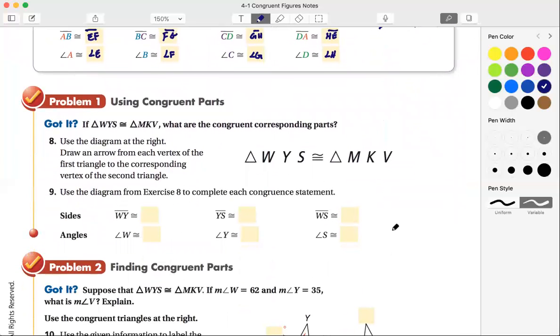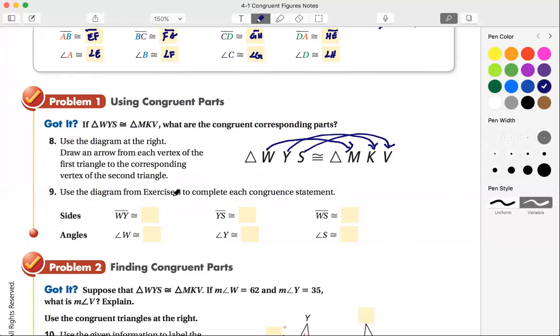So, problem 1. If triangle WYS is congruent to triangle MKV, what are the congruent corresponding parts? Okay. So let's use the diagram at the right. Draw an arrow from each vertex of the first triangle to the corresponding vertex of the second triangle. So W corresponds to M, Y will correspond to K, and S will correspond to V.